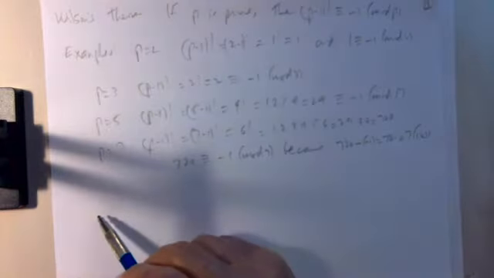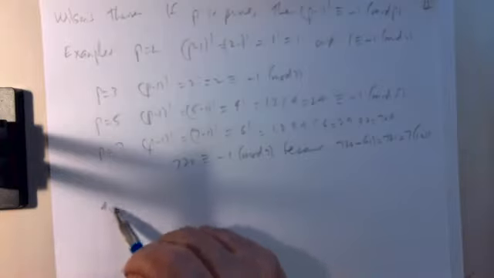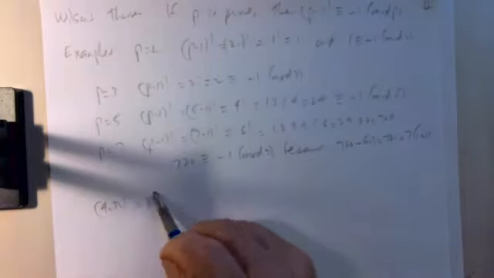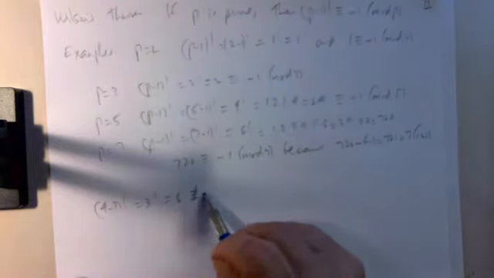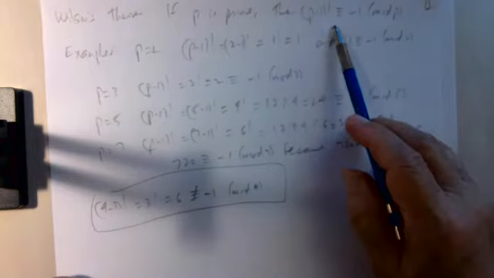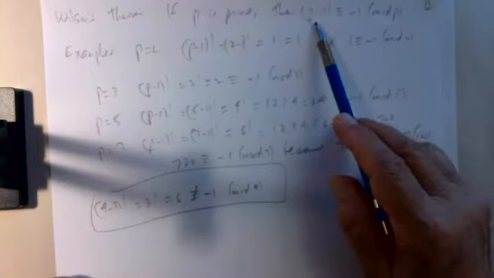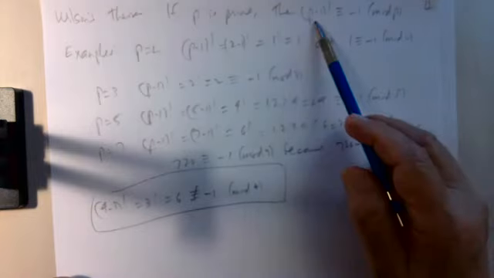What about if P is not a prime? What about 4? So 4 minus 1 factorial is 3 factorial, which is 6, and 6 is not congruent to minus 1 mod 4. So this statement fails. It may fail, and in this case it does fail, if P is composite.